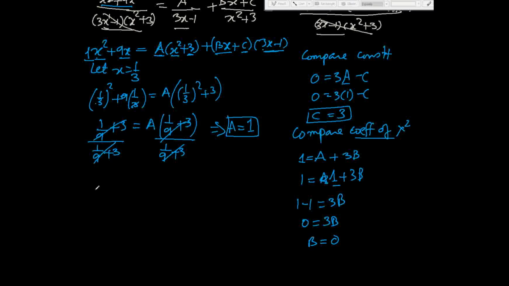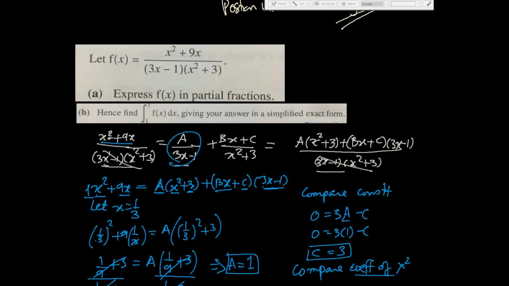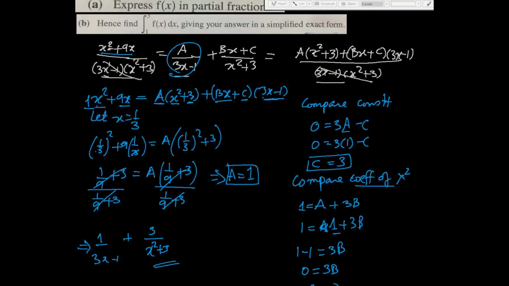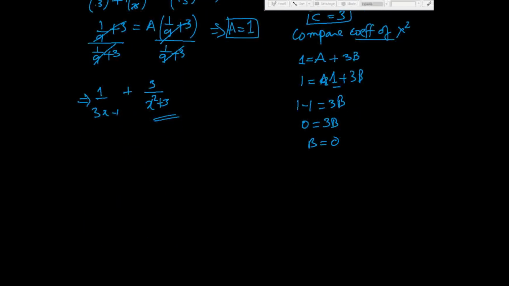Alright, so finally our partial fraction becomes A over 3x minus 1 plus Bx plus C over x squared plus 3. A is 1, so that becomes 1 over 3x minus 1. B is 0, so we will not write it, we will just write C, and C was 3, positive, over x squared plus 3. That is our partial fraction. Now, in the second part, they are saying, hence find the integration of this function from 1 to 3 and simplify to exact form.